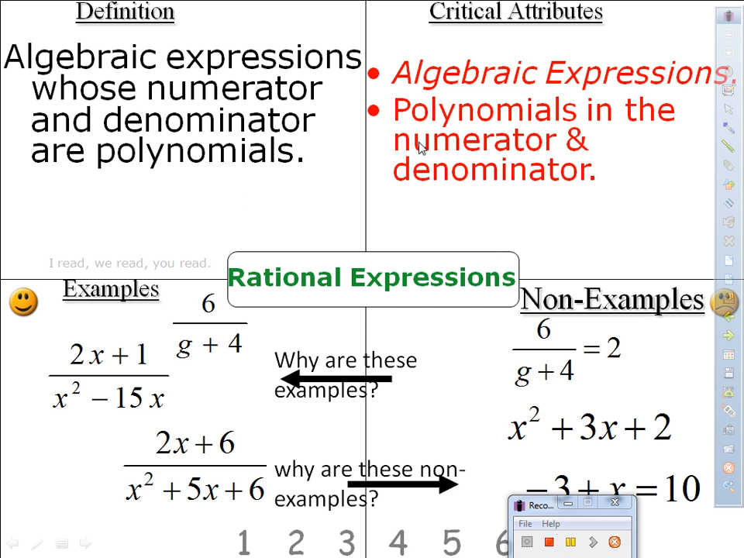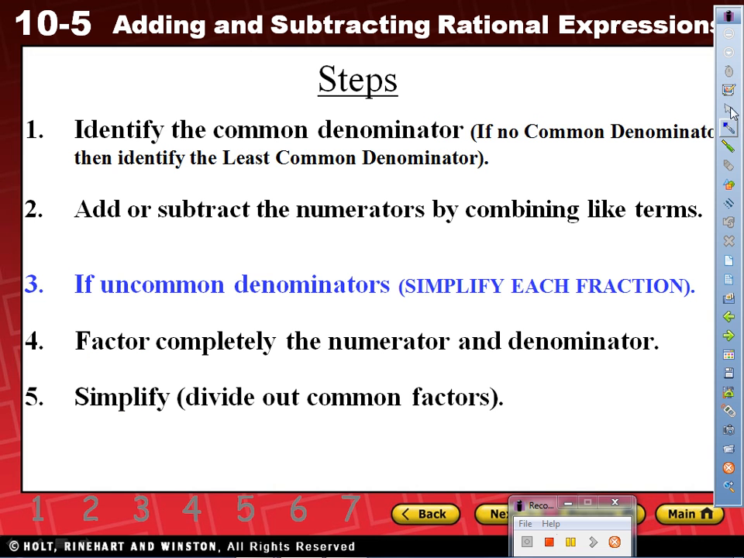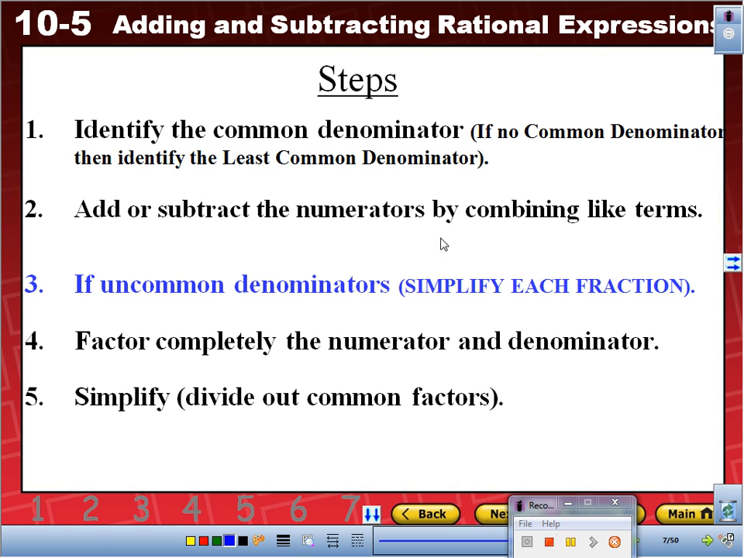Therefore, steps, write these down, please. We got 5 basic steps we're going to follow today. Number 1, identify the common denominator. Step 2, add or subtract the numerators by combining like terms. Look at number 3. I changed the color of that one. That's for fractions that don't have a common denominator.